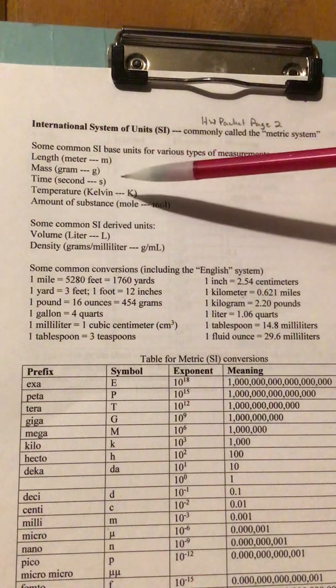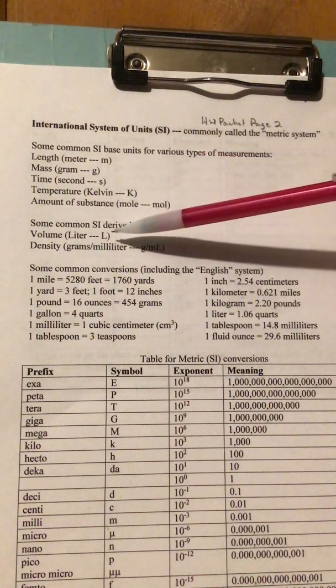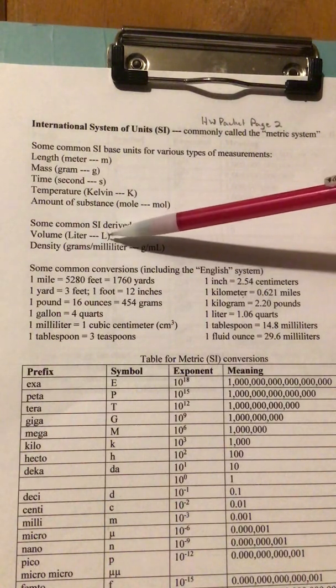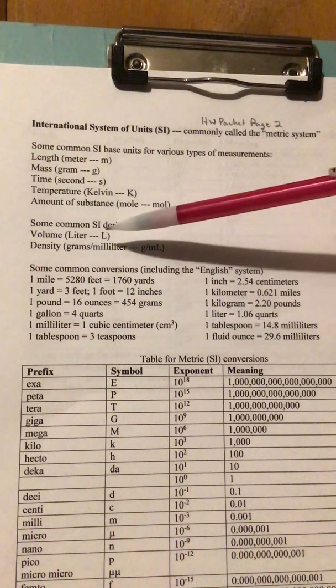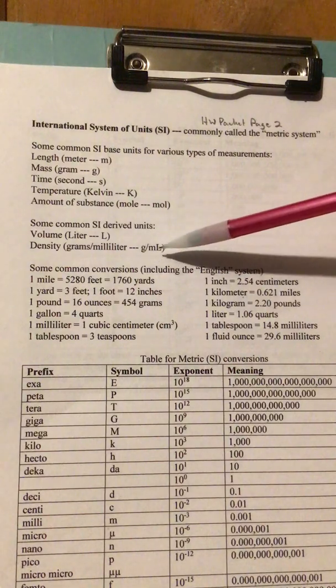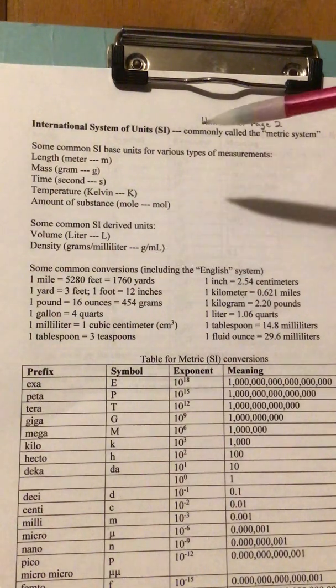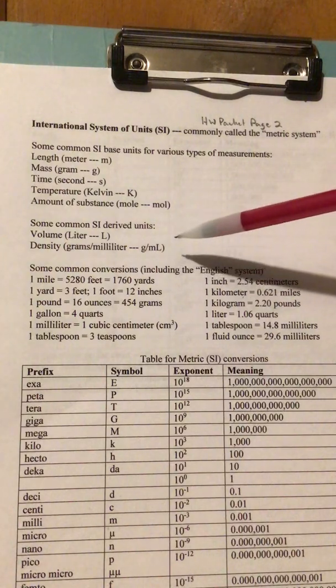Time, temperature, amount of a substance, we'll deal with those later. We're going to be looking at volume quite a bit in this first unit. A liter is about the size of a quart. It's a little bit bigger than a quart. Density, it's grams per milliliter is what we'll commonly use, but it's any mass over volume measure. The density of water is 1.00 grams per milliliter.